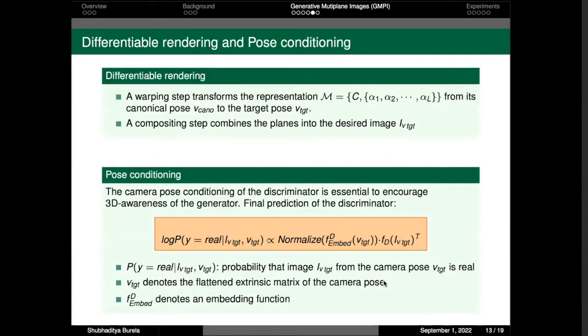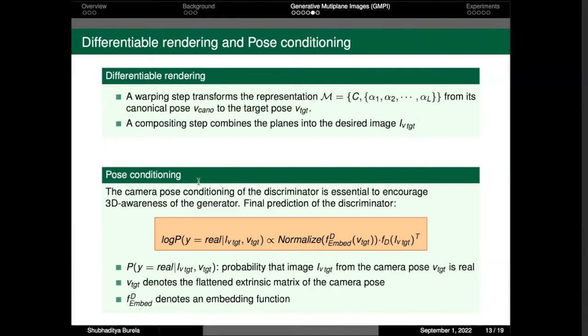So now we have already seen the first block. Now for the second block and the third block, we come to differentiable rendering and the pose conditioning. Differentiable rendering is just a warping step. It transforms the representation which we have already received from the generator from its canonical pose to the target pose. And a compositing step combines the planes into the desired image.